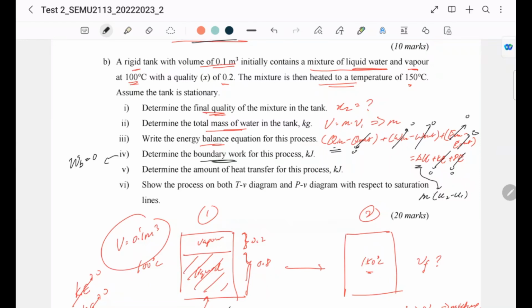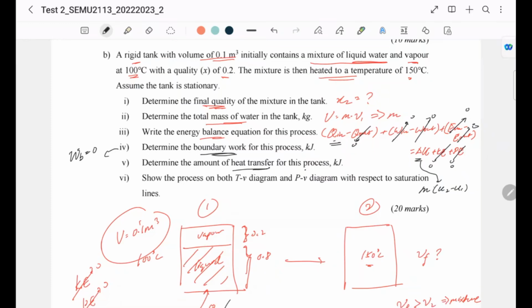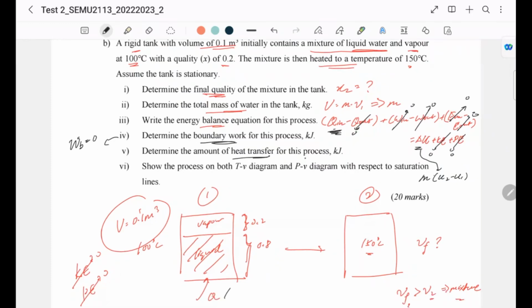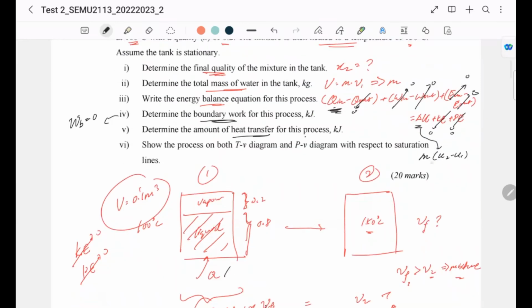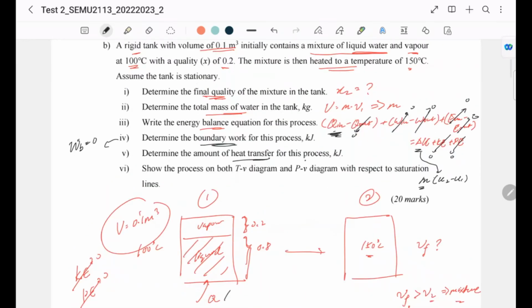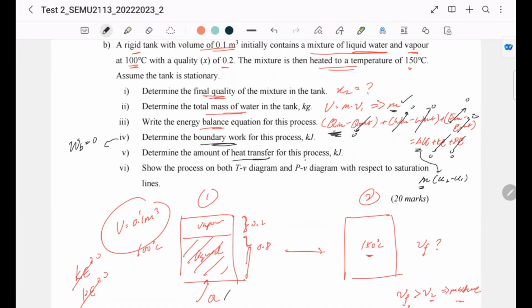Sometimes the question is a mix between theoretical knowledge and calculation. Not everything needs to be calculated, because constant volume, therefore boundary work here is basically 0. The question is just testing your understanding. And then determine the amount of heat transfer in the process, which is this one. So here, we know m. We already found m out here.